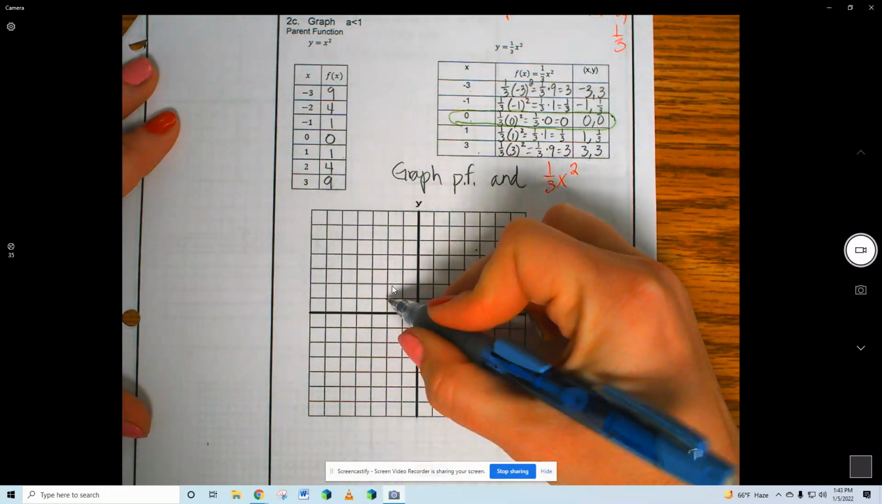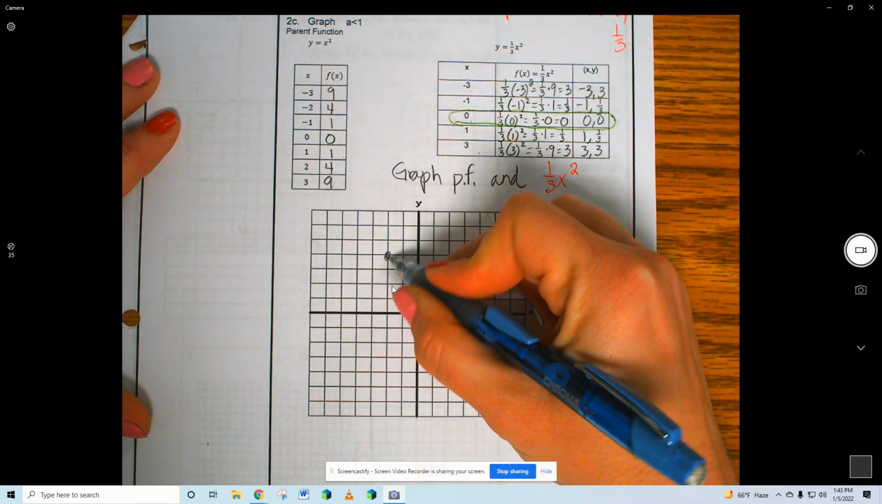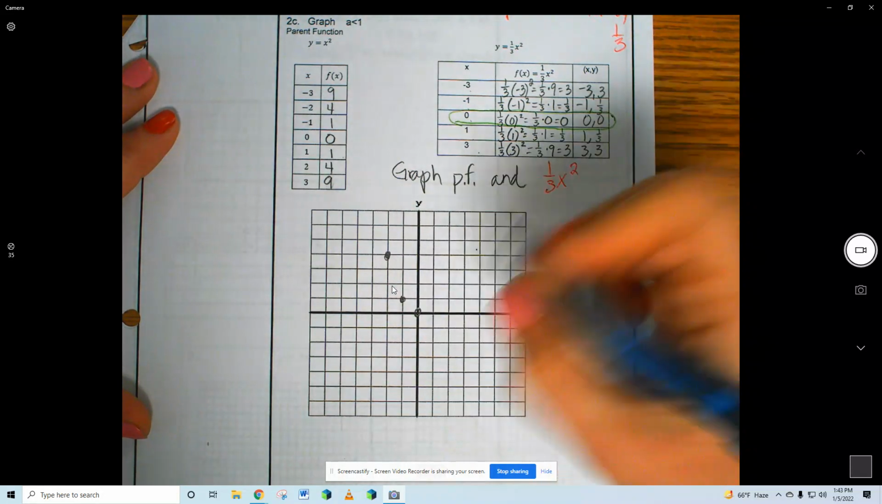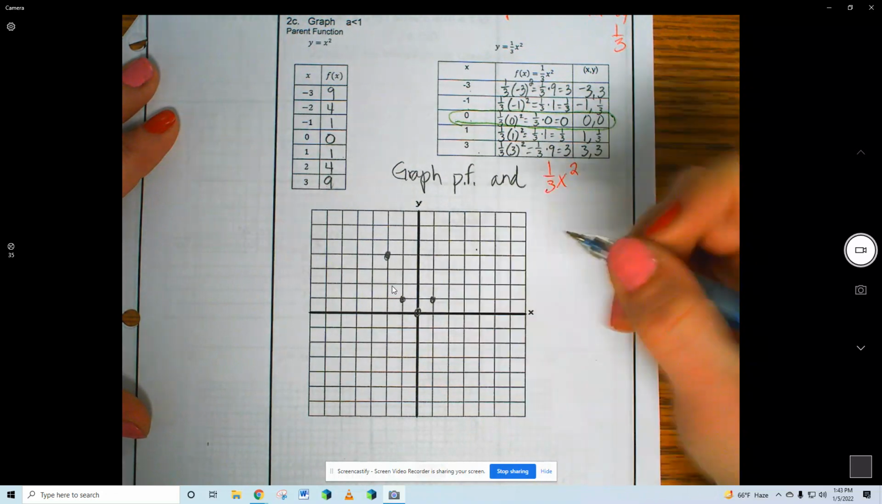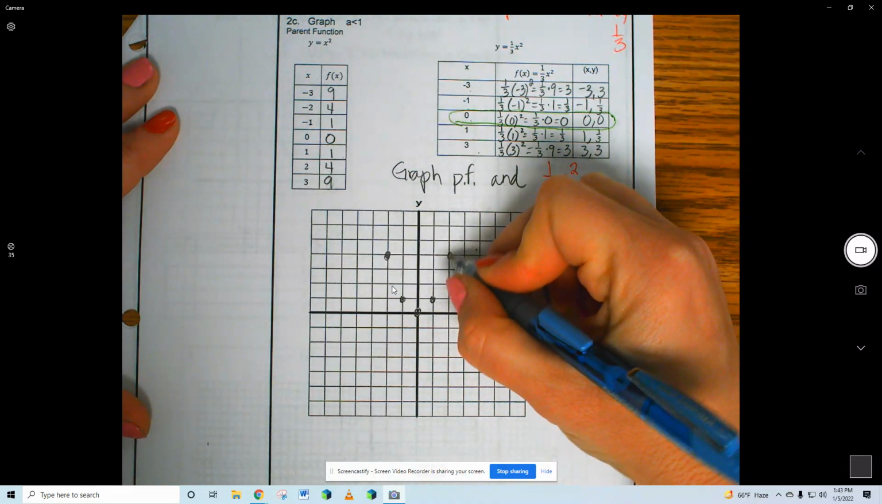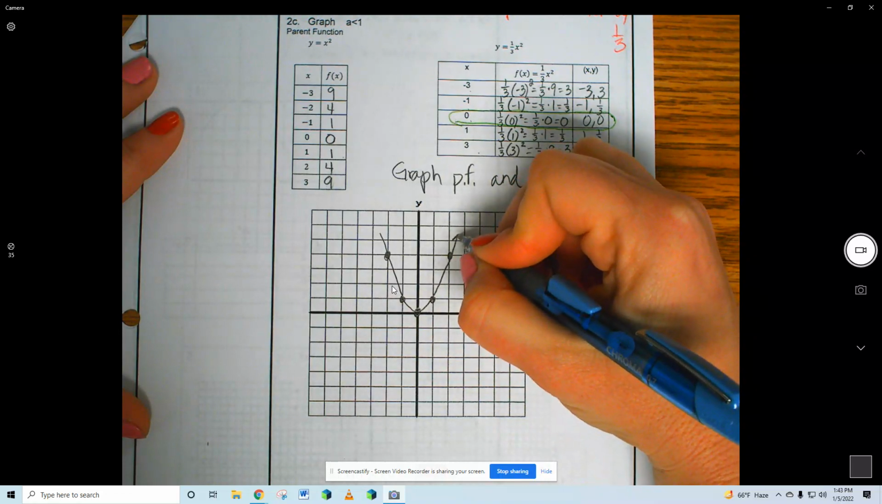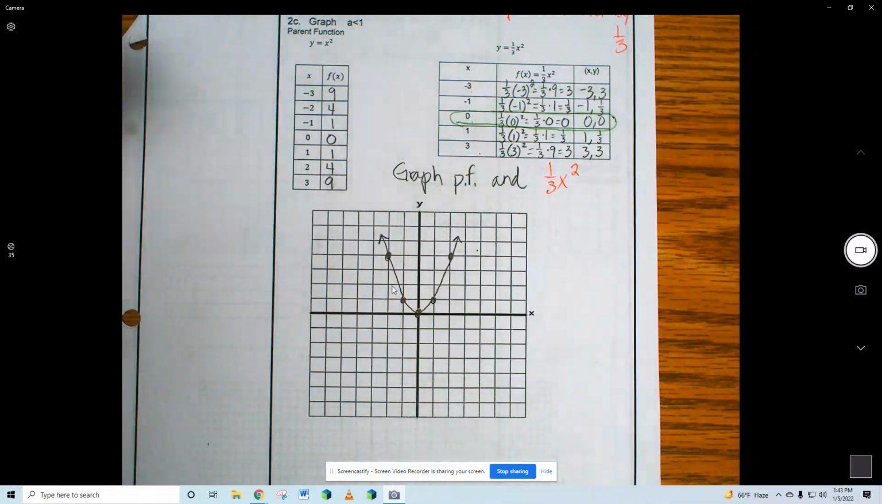-2, 4. -1, 1. 0, 0. 1, 1. 2, 4. So that's my parent function in pencil.